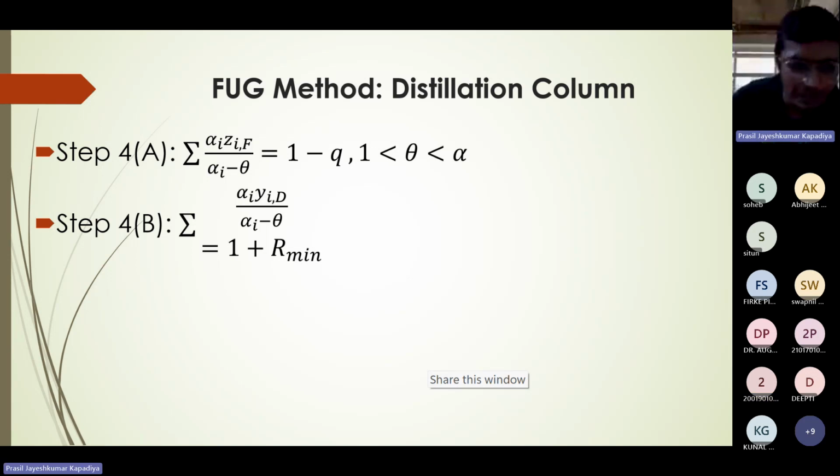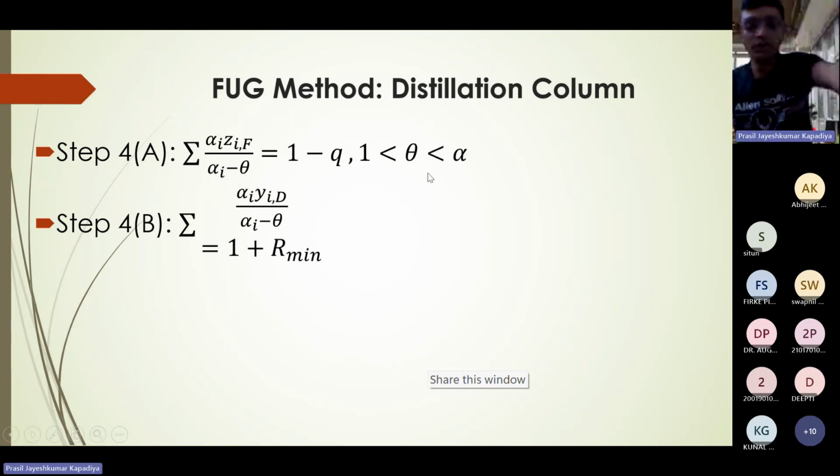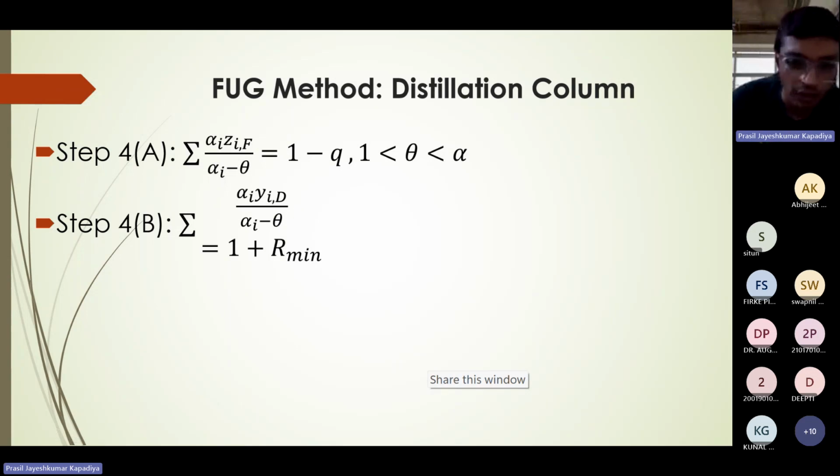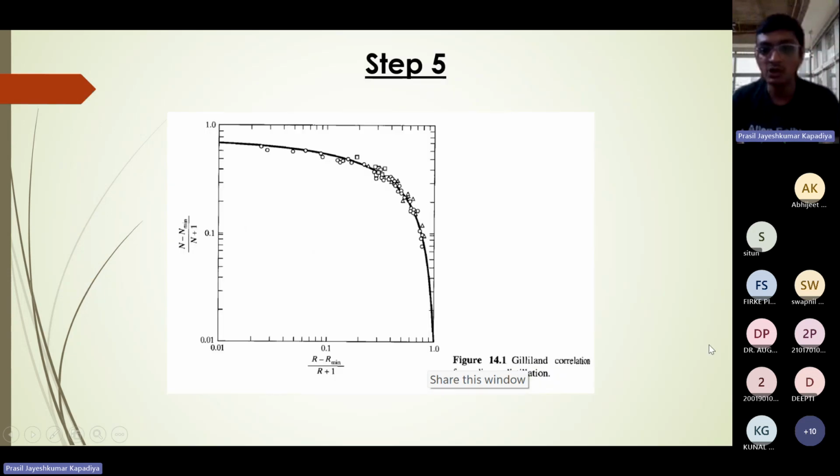So let's say in your problem statement, it is given that your feed is saturated liquid. So what will you take? Q is equal to 1, and you will solve this equation and you will get some value of theta. And then you will put this value of theta in this equation and you will estimate the minimum reflux ratio required.